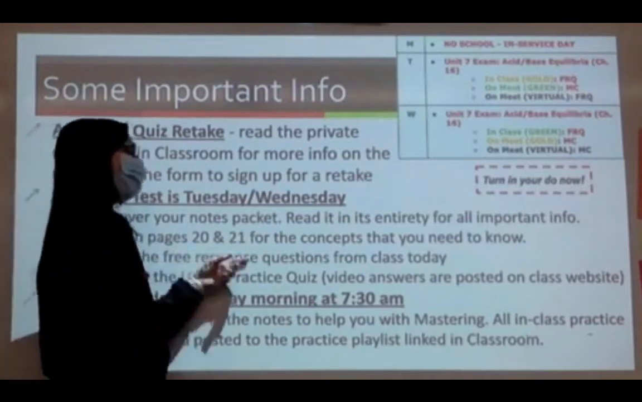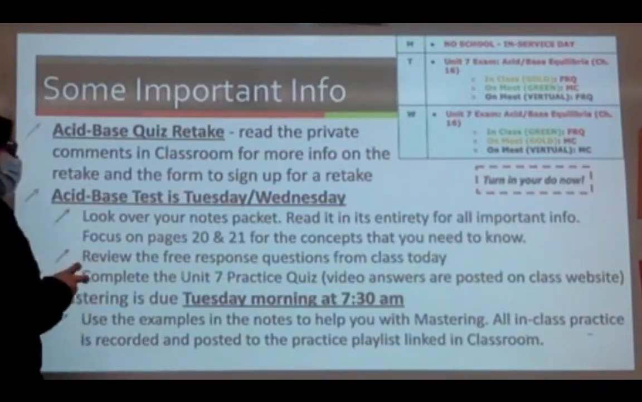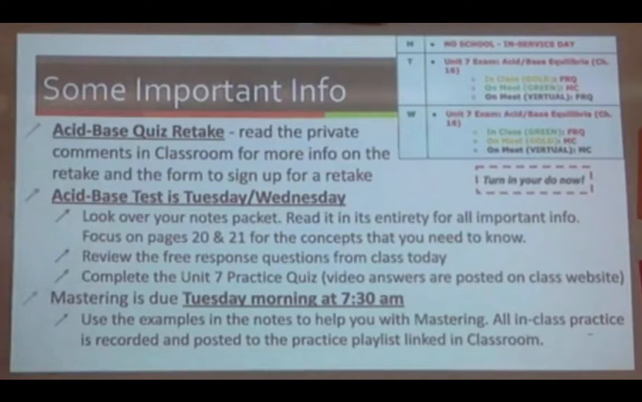Pages 20 and 21 are the what you need to know pages of the notes. The very last 2 pages of the notes have the what you need to know from the AP curriculum, so you can read through that. We'll go through the free response questions today. Whatever we don't get done, those will be good ways to practice. A lot of it is weak acids, weak bases, percent ionization, things like that.